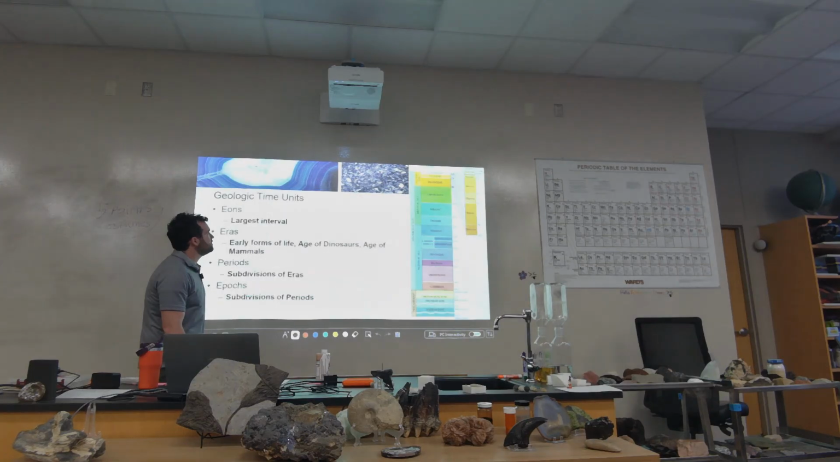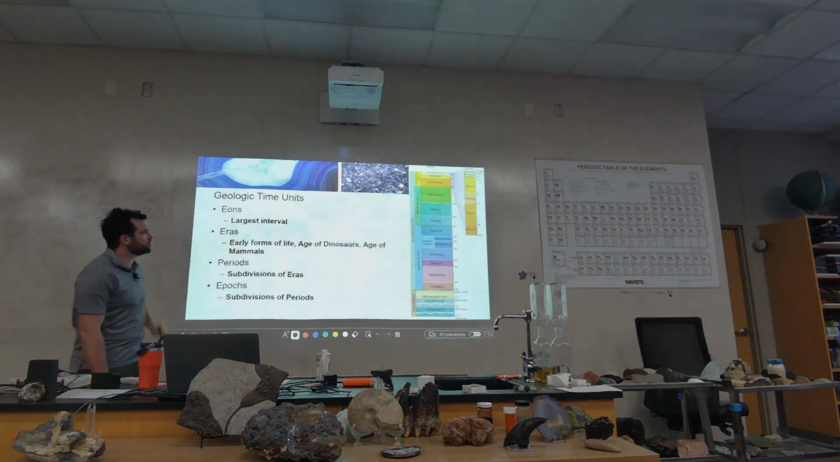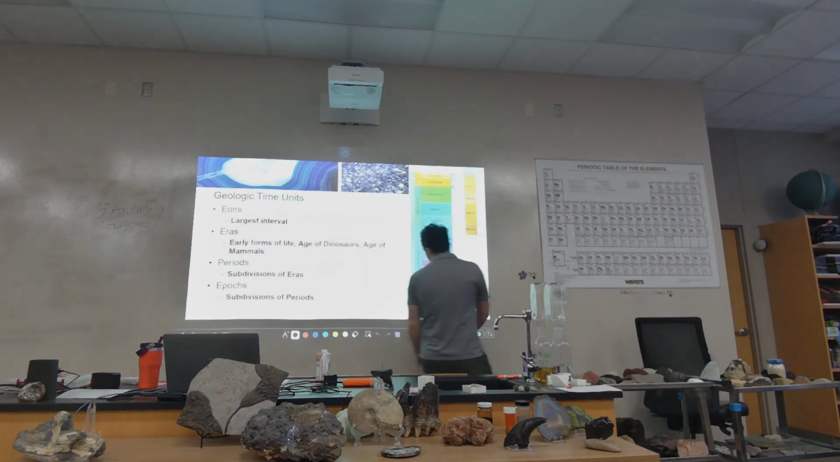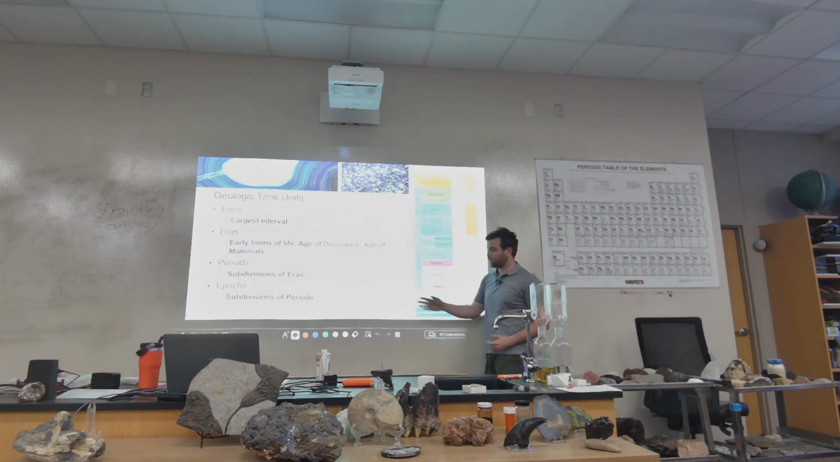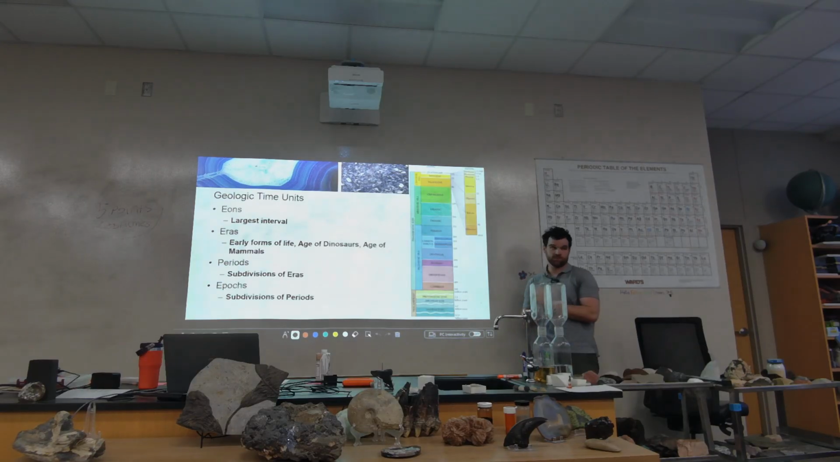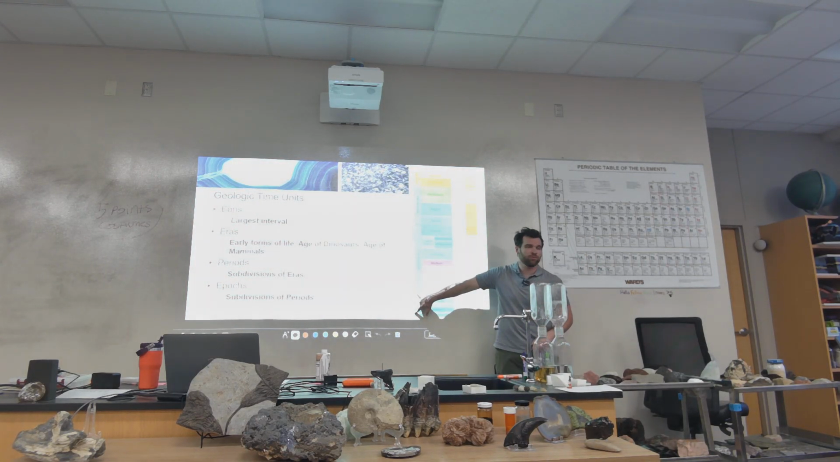Let's talk about each one of these intervals, each one of these units. Eons, these are the largest ones. The Precambrian is generally referred to when we are talking about the Hadean, Archean, and Proterozoic eons, three distinct eons grouped within the Precambrian. Why do we put them together?